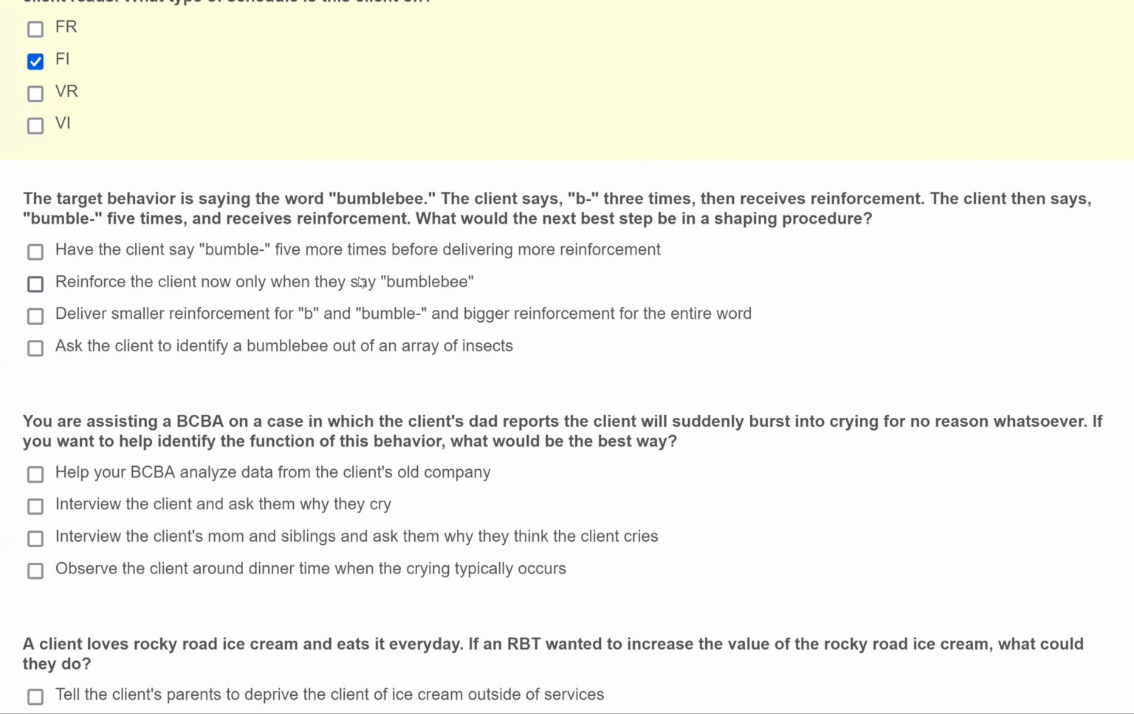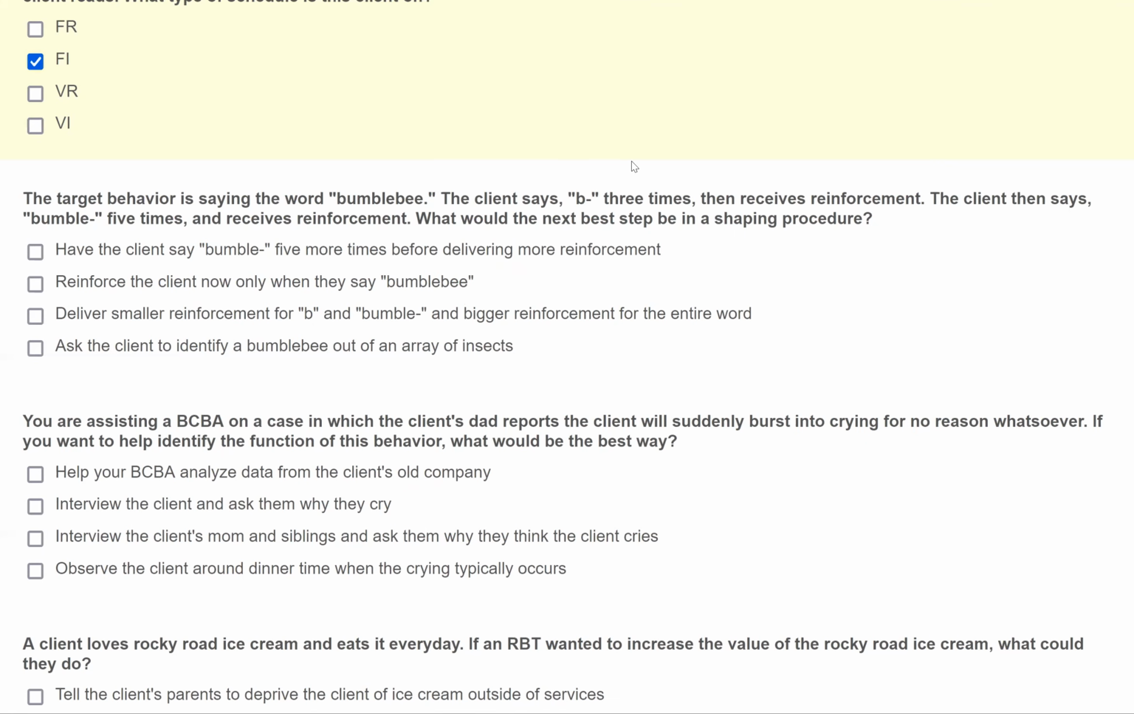Let's continue strengthening the word. If we spend too much time on this approximation, all we're doing is strengthening the word bumble. It's not what we're looking for. We're looking for the word bumblebee. We've established they can say bumble. Time to move on and try to get them all the way to bumblebee. B, reinforce the client now only when they say bumblebee.